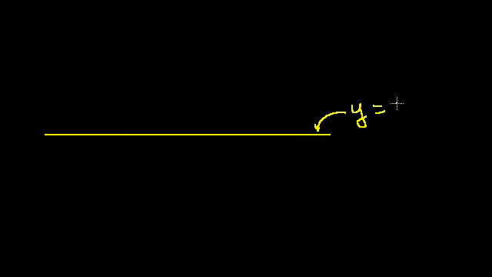Let's say I have a line. Let me make it a straight line. And the equation of that line, since it's running in the horizontal direction, is going to be y is equal to some constant. So let me write that. So the equation of this line right here is y is equal to k.